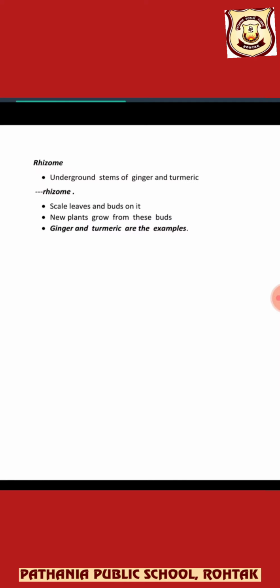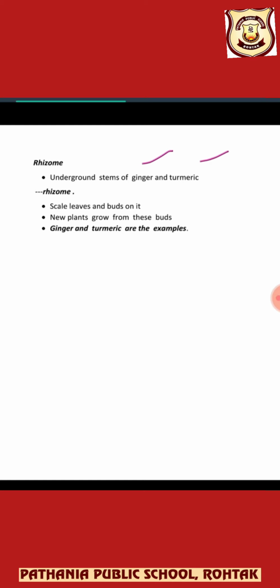Okay. So next was rhizome. Now rhizome, what is it? First you know this. It is the underground stem of ginger and turmeric. You can see in the winters the ginger is sprouted again, and that was the underground stem, and for turmeric also you can see this. It is present. So that is known as rhizome.